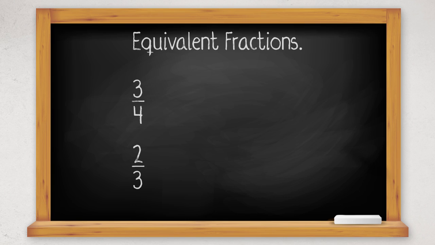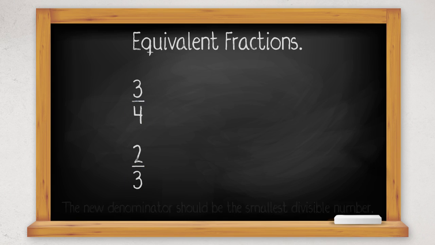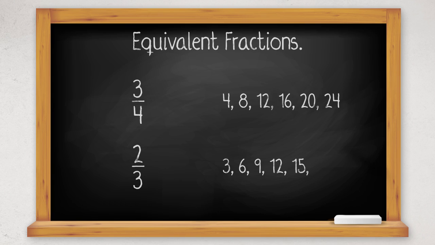We want to change them into equivalent fractions so that they both have the same denominator. The new denominator must be a number that both 4 and 3 divide into exactly. Ideally, the smallest number that they both divide into. A good method to find this new denominator is to write out the first few multiples of 4 and write out the first few multiples of 3 and look for a number which is in both lists.